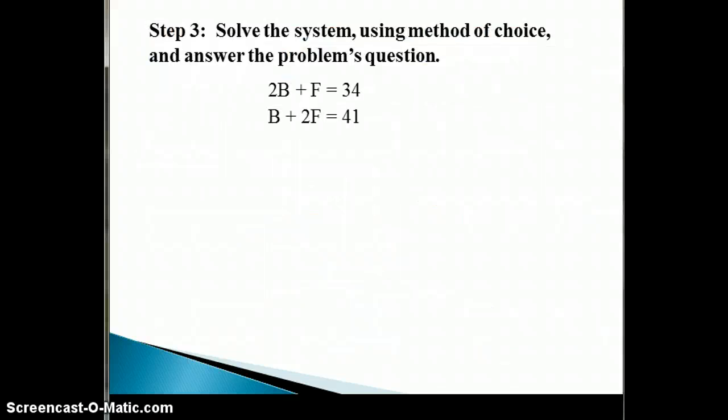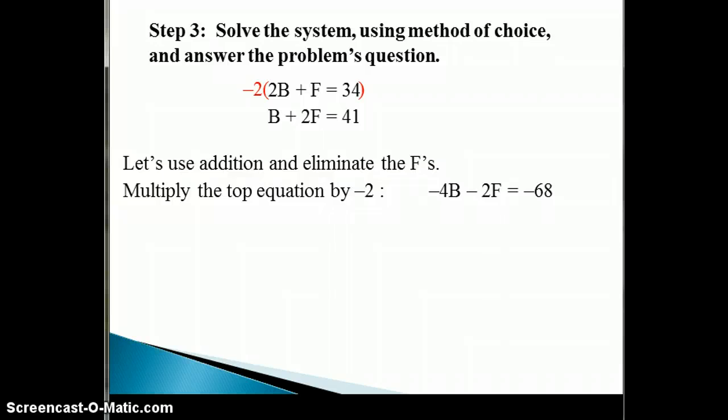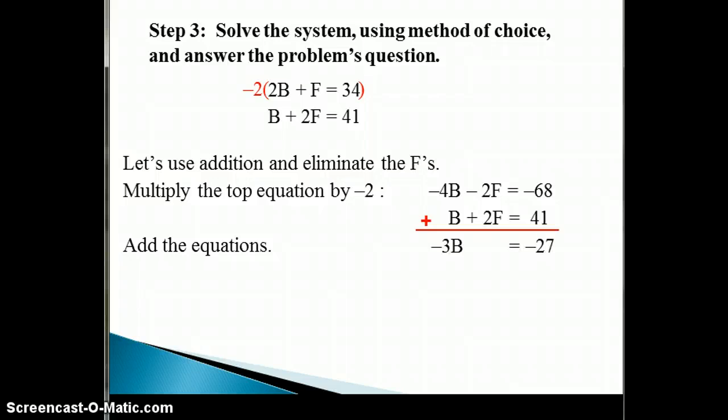And the next step is to solve the system using our method of choice, and then use that solution to answer the problem's questions. So let's use addition to solve this system and eliminate the f's. We can do this by multiplying the top equation by -2, which will give us -4b minus 2f equals -68. And then we can line up the bottom equation below, and we're ready to add. And this will give us -3b equals -27. And we can divide both sides by -3 to solve for b, to get b equals 9.